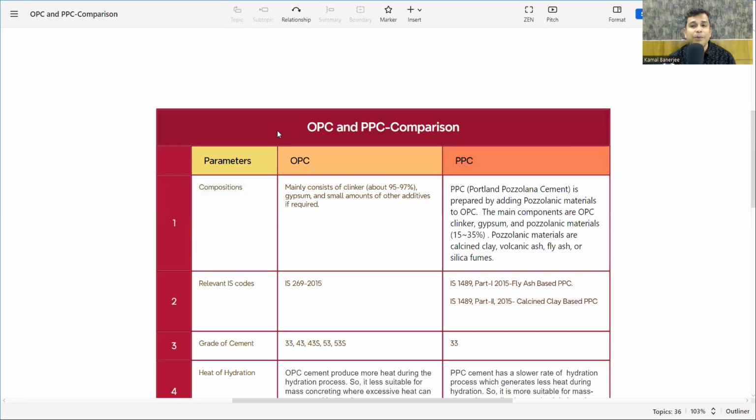What is the difference between OPC and PPC, or rather say, what is the comparison between OPC and PPC? First, what is the composition? OPC mainly consists of clinker, about 95 to 97%, gypsum, and small amounts of other additives if required. So OPC is purely the Portland clinker.